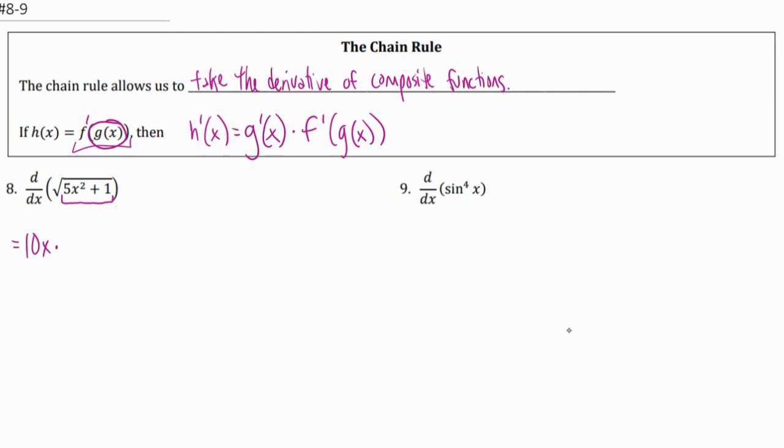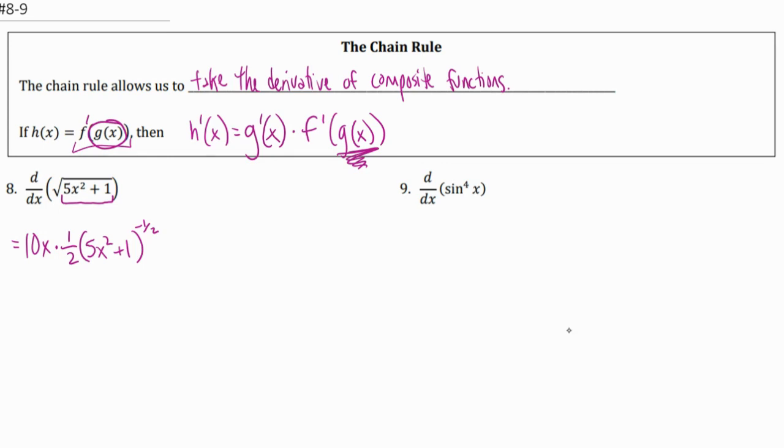So the derivative of the outside is 5x squared plus 1 to the 1/2 power. So the 1/2 power goes in front, and then it's to the negative 1/2 power, right? Using the power rule. But the inside is still plugged in. It's still 5x squared plus 1 inside. So make sure that what was plugged in is still plugged in. So 5x squared plus 1 was inside, and it is still inside that second part.